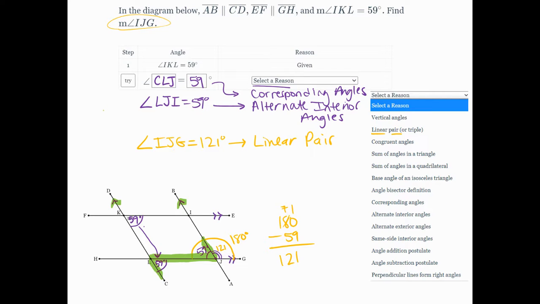And then, of course, we would be clicking the try button to verify. And that's it. That's our third example.